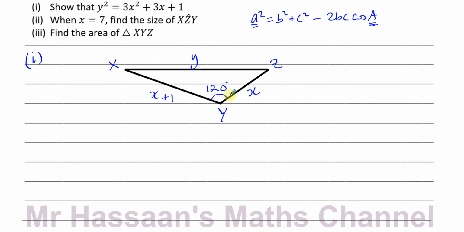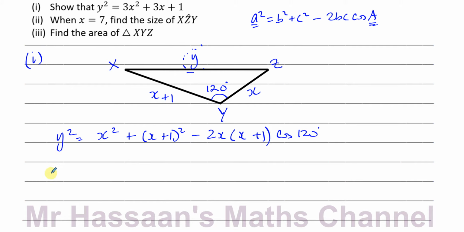So if we know the angle 120, then the side opposite it must be the a in our formula, and then our b and c can be x or x plus 1. It doesn't really matter which of those, but the a must be the y, the side opposite the angle that we know. So I'm going to write this as y squared is equal to, let's say b is x, that's x squared plus x plus 1 squared, so this is your b and your c, minus 2 times x times x plus 1 times the cosine of the angle 120.